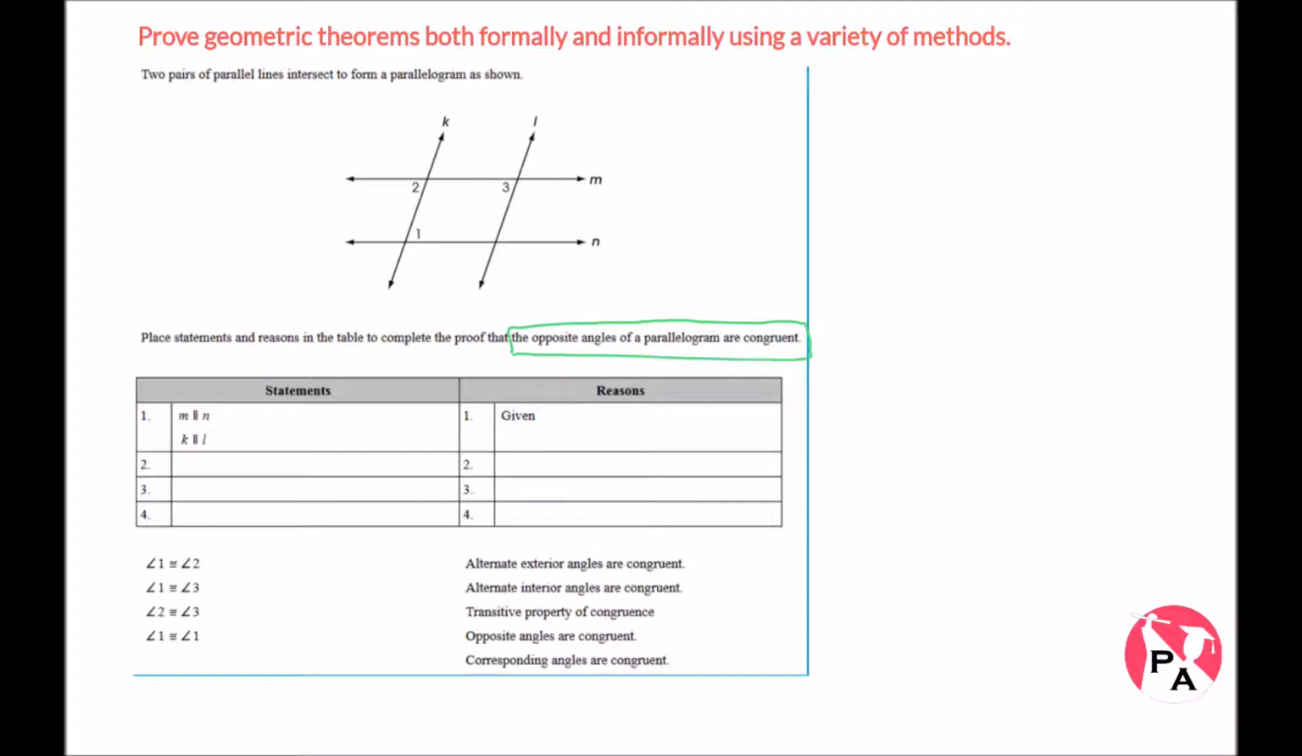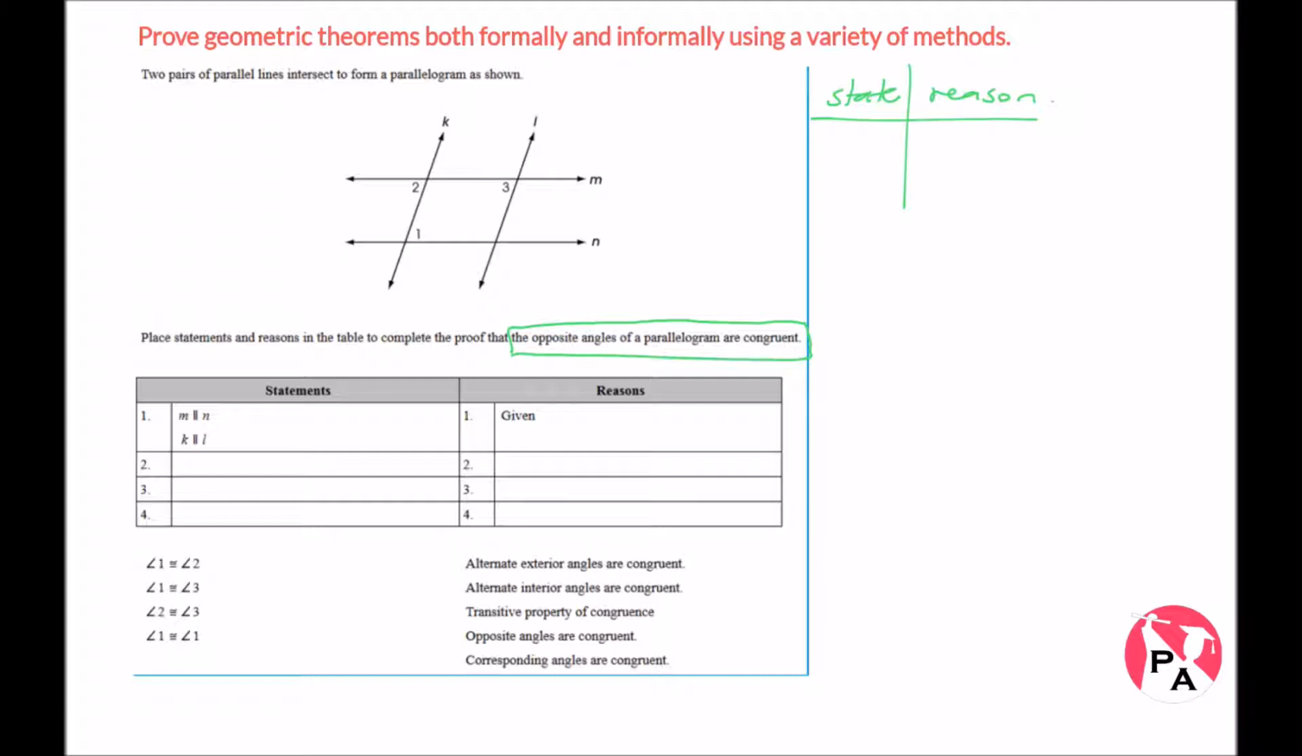Most of the time in your classrooms, you have probably seen two-column proof questions in this form: statements and reasons, and then you complete the table. But in this case, the statements are given right here. You have 4 different statements and 5 different reasons. You're going to drag and drop to complete the table by using the given statements.